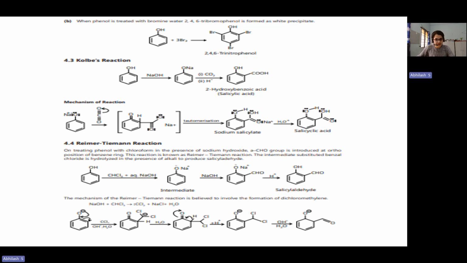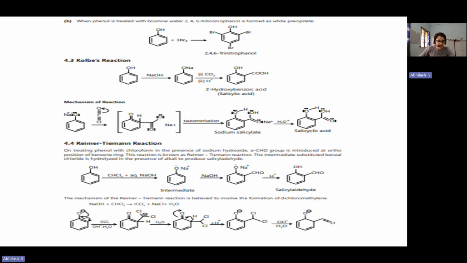When this sodium phenoxide intermediate reacts with NaOH, it leads to the formation of a sodium intermediate along with the aldehyde attached to it, which in acidic conditions, when this intermediate reacts with the acidic environment, leads to the formation of salicylaldehyde. This is the Reimer-Tiemann general equation.